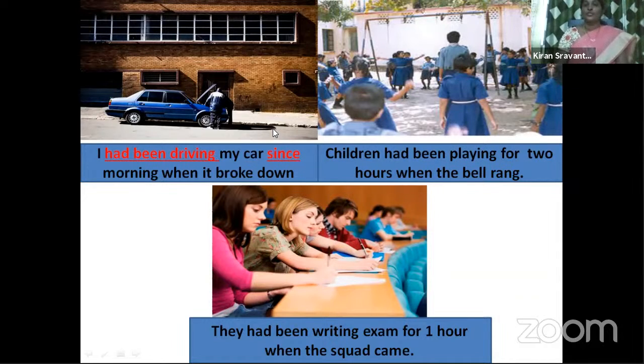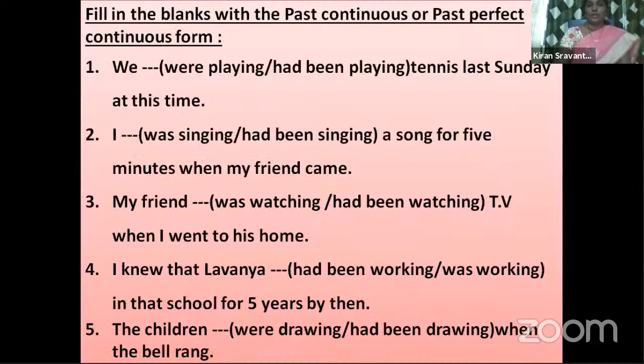Coming to the second picture, children had been playing for 2 hours. Then again, for duration of time, children had been playing for 2 hours. And what is the completed action in the past? When the bell rang. So that was the completed action. So children had been playing for 2 hours when the bell rang. Coming to the third picture, they had been writing the exam for 1 hour when the squad came. Then again, for means period of time. When the squad came, that refers to past simple tense, the next part of the action.